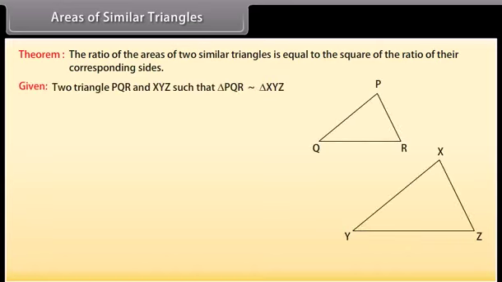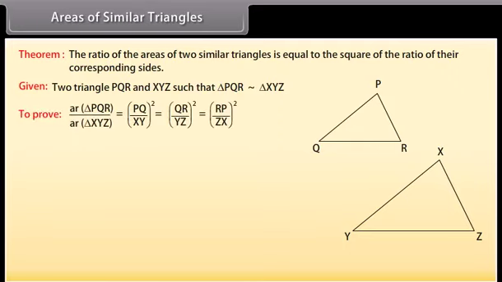Two triangles PQR and XYZ are given such that triangle PQR is similar to triangle XYZ. To prove: area of triangle PQR upon area of triangle XYZ is equal to (PQ upon XY) whole square, equals (QR upon YZ) whole square, which is equal to (RP upon ZX) whole square.